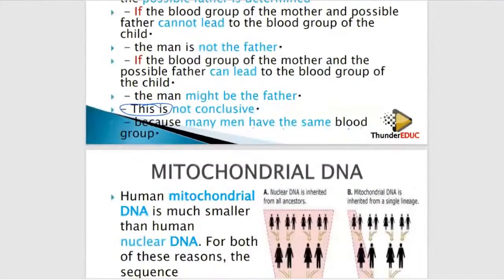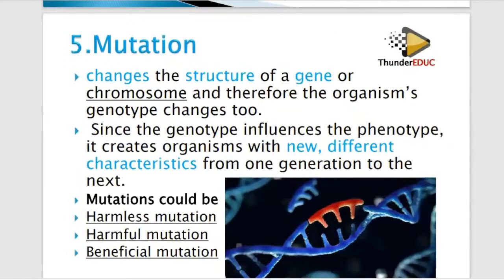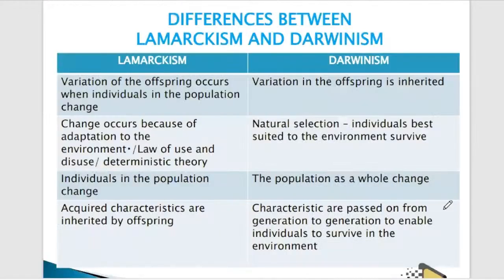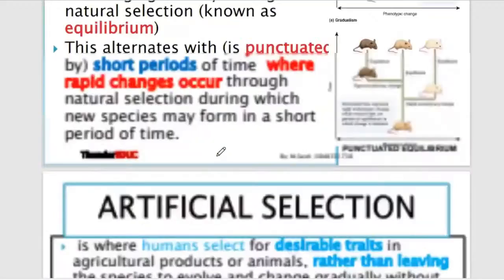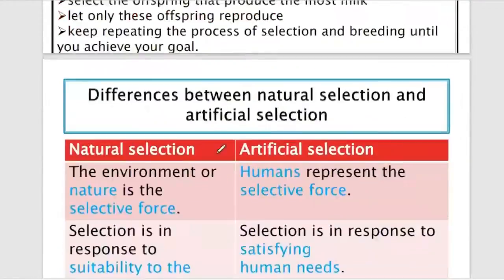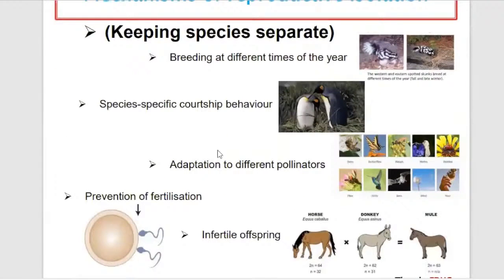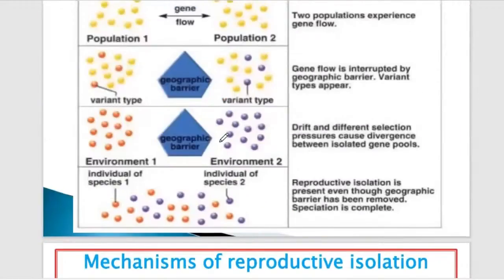Let me just show you the different isolation mechanisms. This is the difference between Lamarck and Darwinism. The different isolation mechanisms: artificial selection, no, that's not what they want. These ones: breeding at different times of the year, species courtship behavior, adaptation to different pollinating agents, prevention of fertilization leading to infertility of the offspring. Don't go there without knowing these different isolation mechanisms.